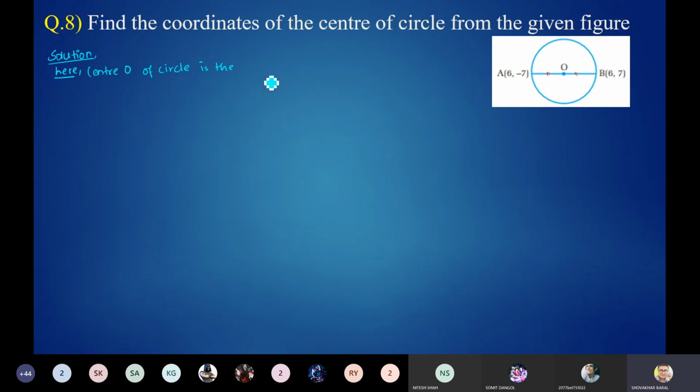Okay, so center O of a circle is the midpoint of the diameter AB.